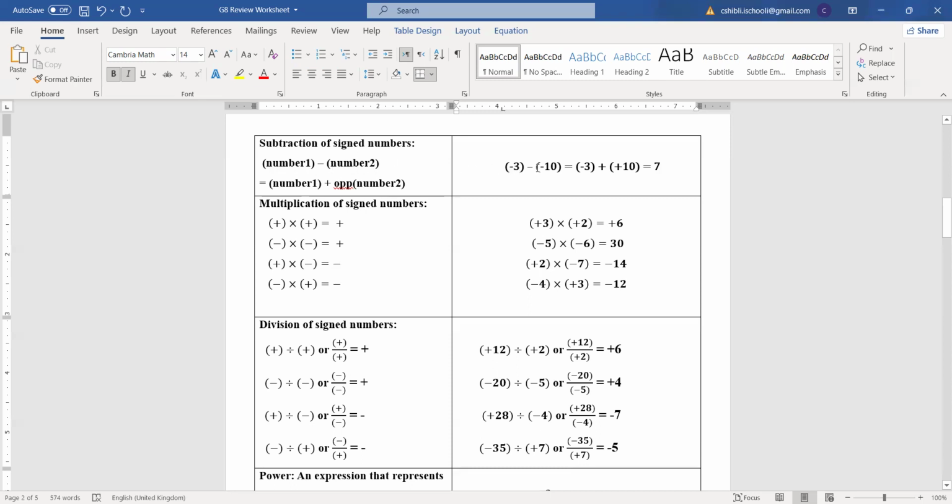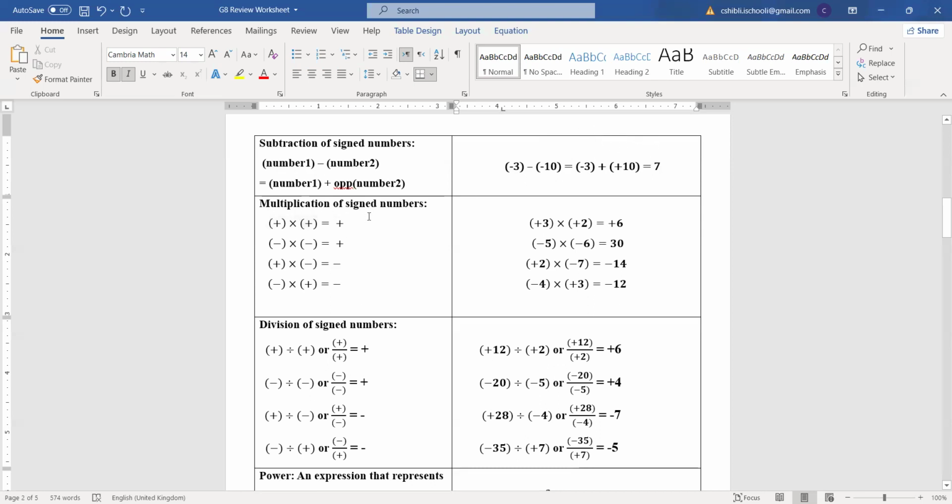For example, -3 minus -10. I write -3. I change the subtraction into addition. And -10, its opposite is +10. Now I go back to addition. I'm adding a negative number with a positive number. Who's the greatest? Of course, 10. Its sign is positive, so my answer will be positive. And 10 minus 3 is 7.